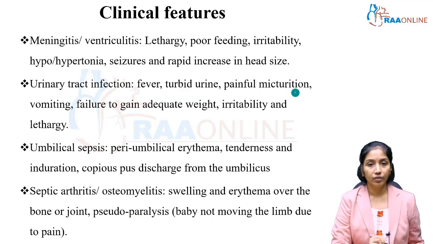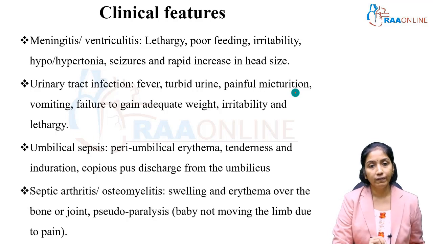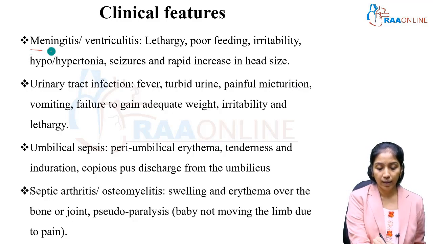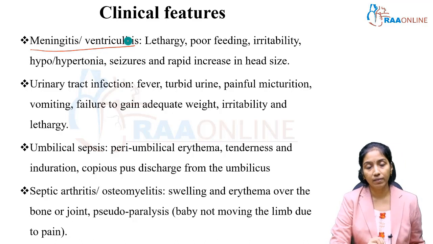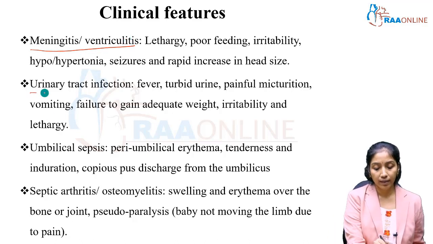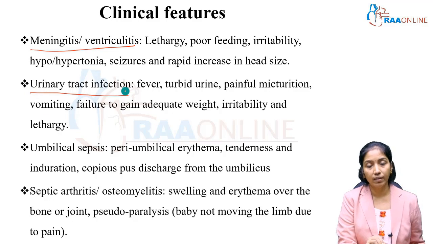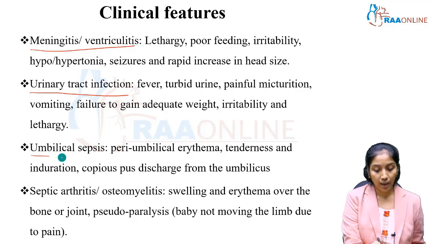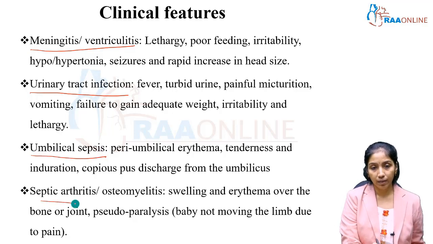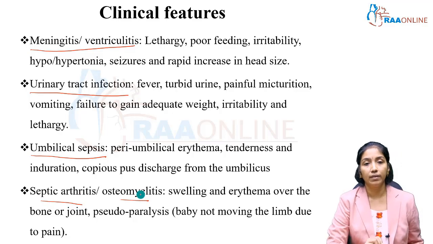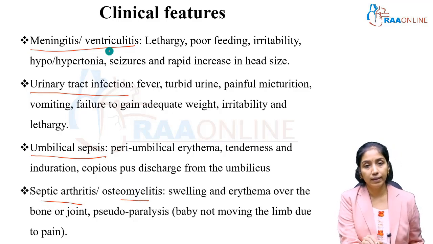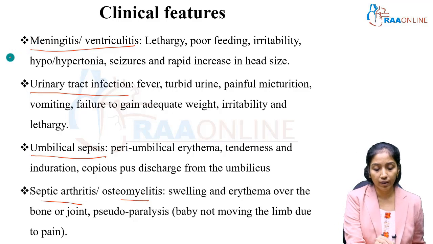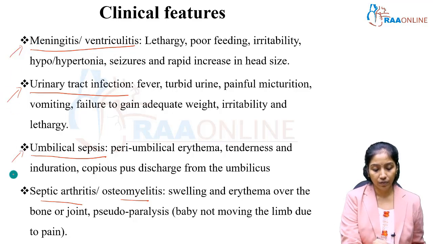So, other clinical features can depend on which organs are involved. Once there is a bacterial sepsis, bacteremia, it can go on to manifest as meningitis or ventriculitis. It can manifest as urinary tract infection when the lower urinary tract or upper urinary tract is affected. There can be umbilical sepsis or sometimes septic arthritis or osteomyelitis. So, depending on which organ system is affected, the clinical manifestation also varies.